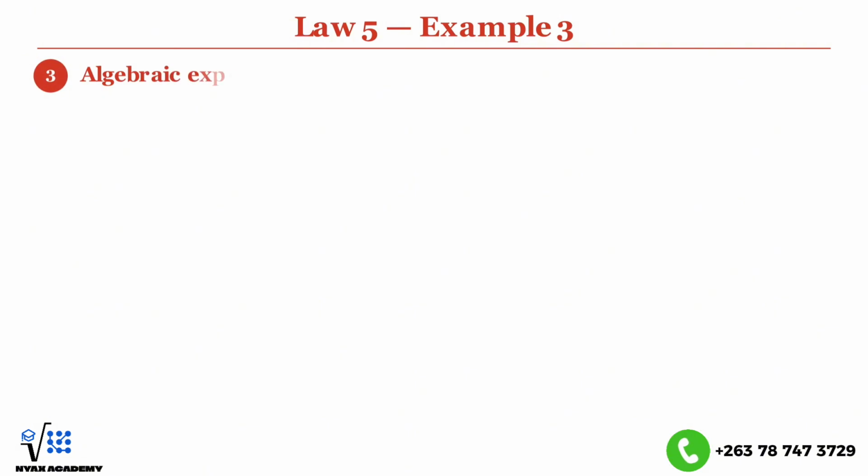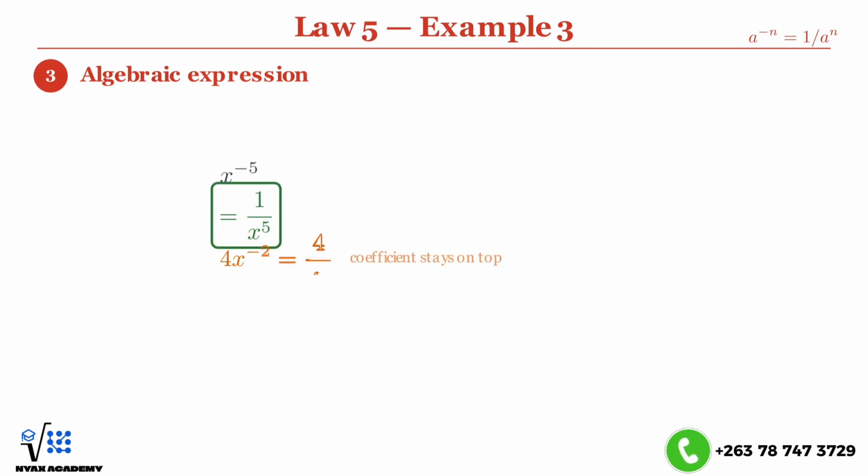Let's evaluate algebraic expressions. We are given x to the power of negative 5. Alright, this is 1 over x to the power of 5. For 4x to the power of negative 2, our coefficient stays on top and becomes 4 over x squared.